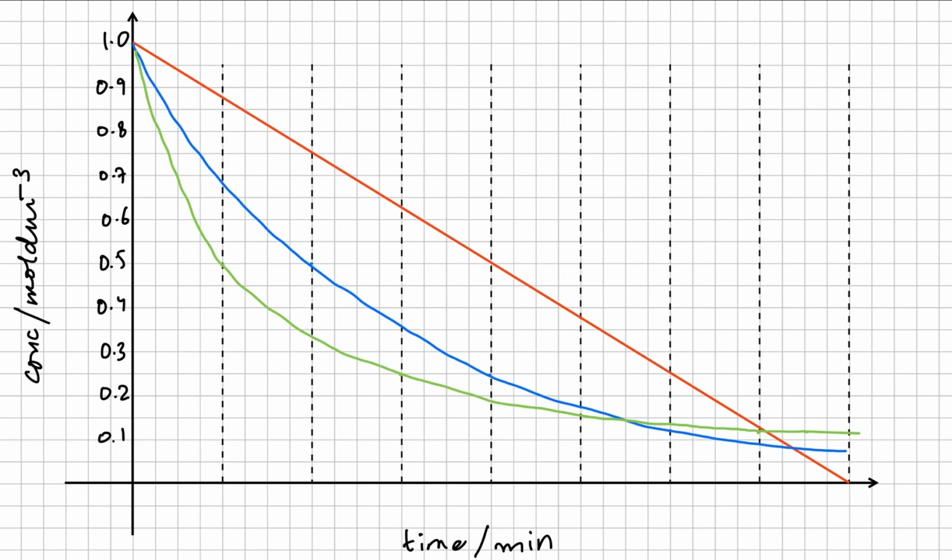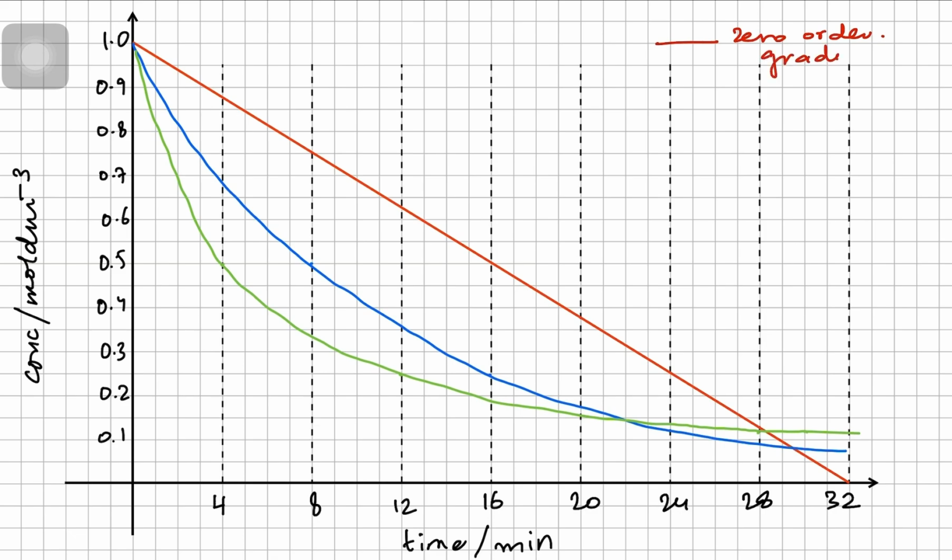Now you can see this graph on your screen where I have three differently colored lines, red, blue, green. On the x-axis, I have the time in the units of minutes by 4-minute intervals, and on the y-axis, I have the concentration. The red line that has a constant gradient is a zero order reaction.